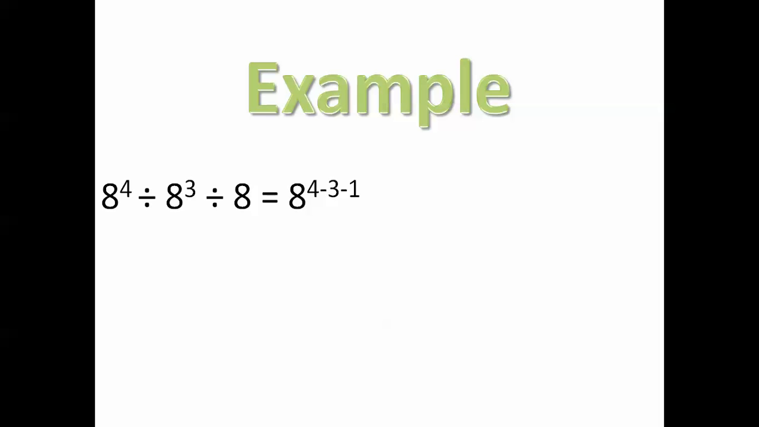8 to the power of 4 divided by 8 to the power of 3 divided by 8. This is equal to 8 to the 4 minus 3 minus 1, or 8 to the power of 0, because 4 minus 3 is equal to 1, and 1 minus 1 is equal to 0. And we know that all integers to the power of 0 are equal to 1. Now you give it a try. 3 squared times 3 to the 4th divided by 3 to the 3rd.